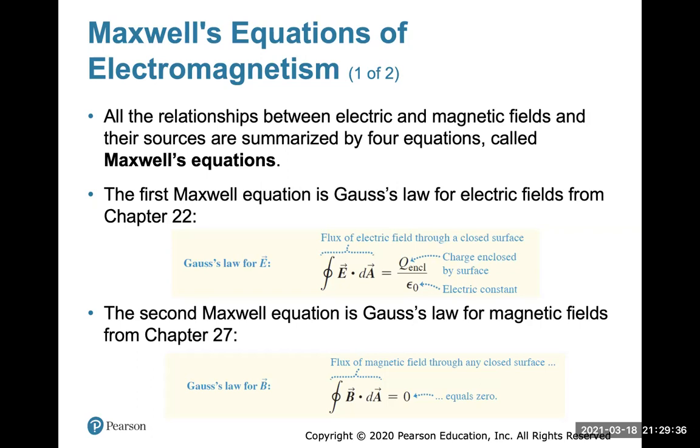Gauss's law for electric fields and for magnetic fields. Gauss's law talks about how charges manifest electric fields. How does that look? It's Gauss's law. Coulomb's law is packaged within Gauss's law. We don't need Coulomb's law. It's here.